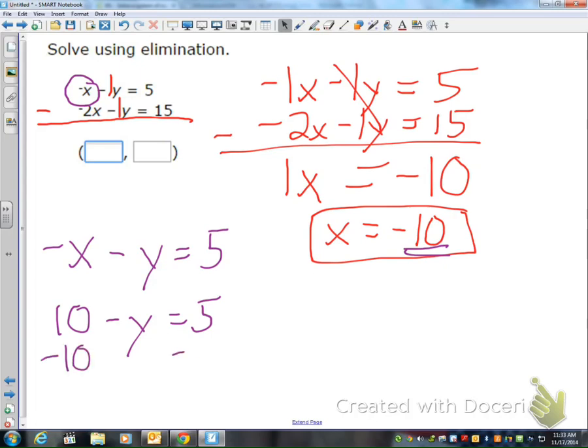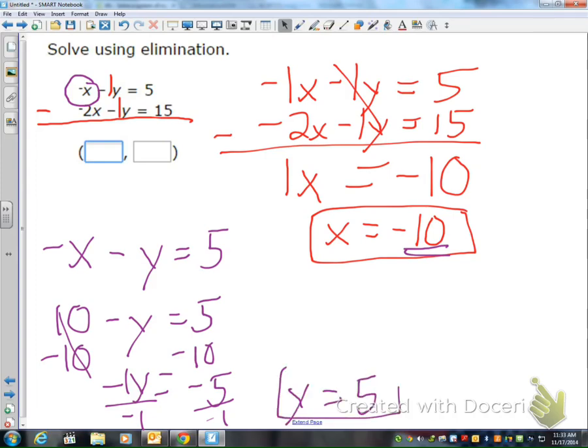If I subtract 10 from both sides, don't forget this is not y left, it's negative y. And 5 minus 10 is negative 5. And then I need to divide through by the negative 1, which gives me y equals positive 5. So my solution here is negative 10, 5. Alright, so there's one good example of solving by using elimination.